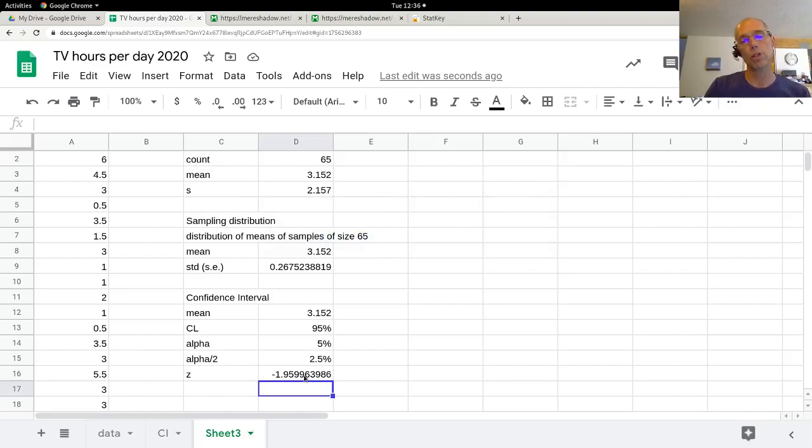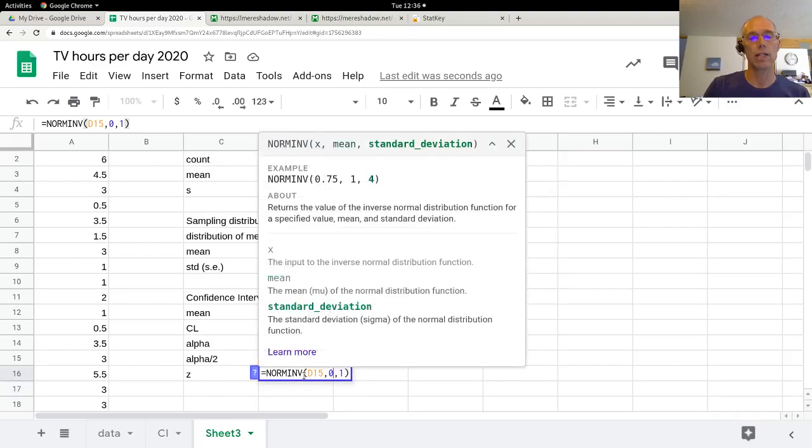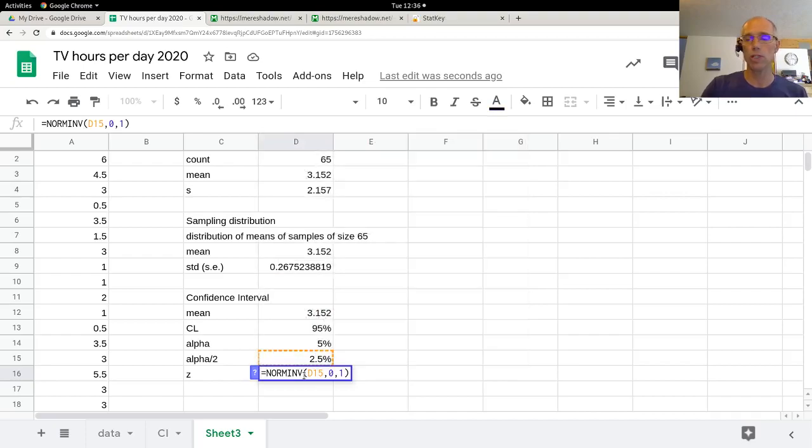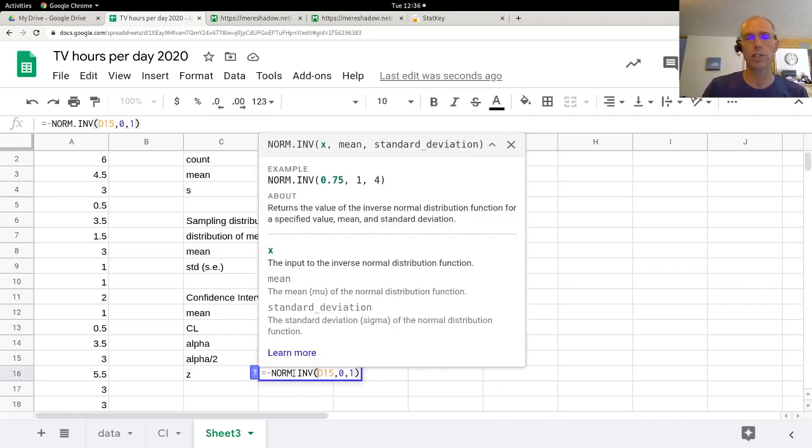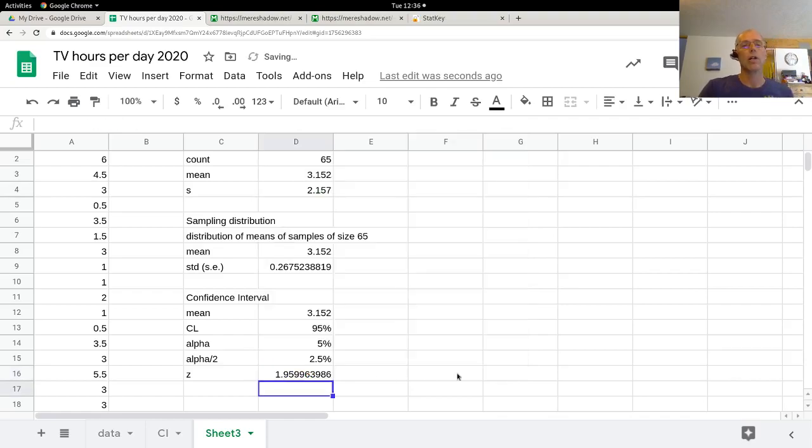So all I'm going to do is go back to this formula and sneak a negative sign in between the equals and the norm dis. So now it says equals negative norm inverse. And although I typed norm dot inverse, it picked norm inverse. And if I put the dot in there, it's not going to change the answer. They do the same thing. Okay, so I have that z-score.